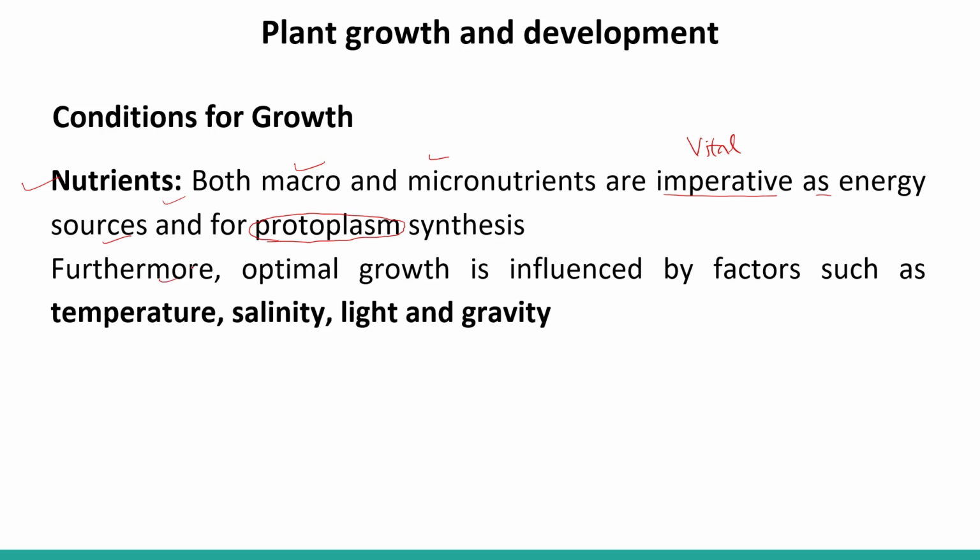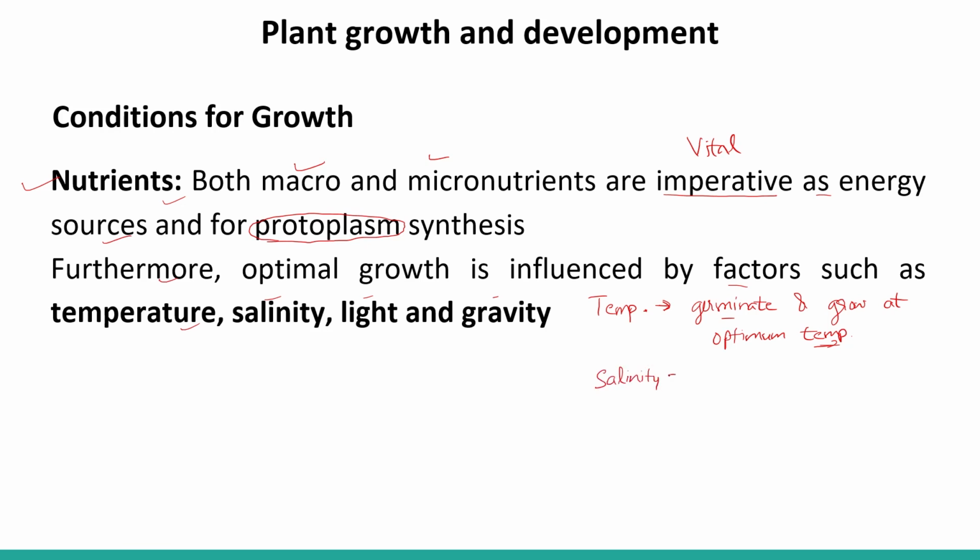Now, some more factors are also responsible for the optimum growth, and these factors are temperature, salinity, light, and gravity. If we talk about temperature, now we know that every plant germinates and grows, which means the seeds germinate and they grow at optimum temperature. And you can also say enzymes also work at optimum temperatures. So temperature is a very important factor and it influences the growth of the plant. Next is salinity.